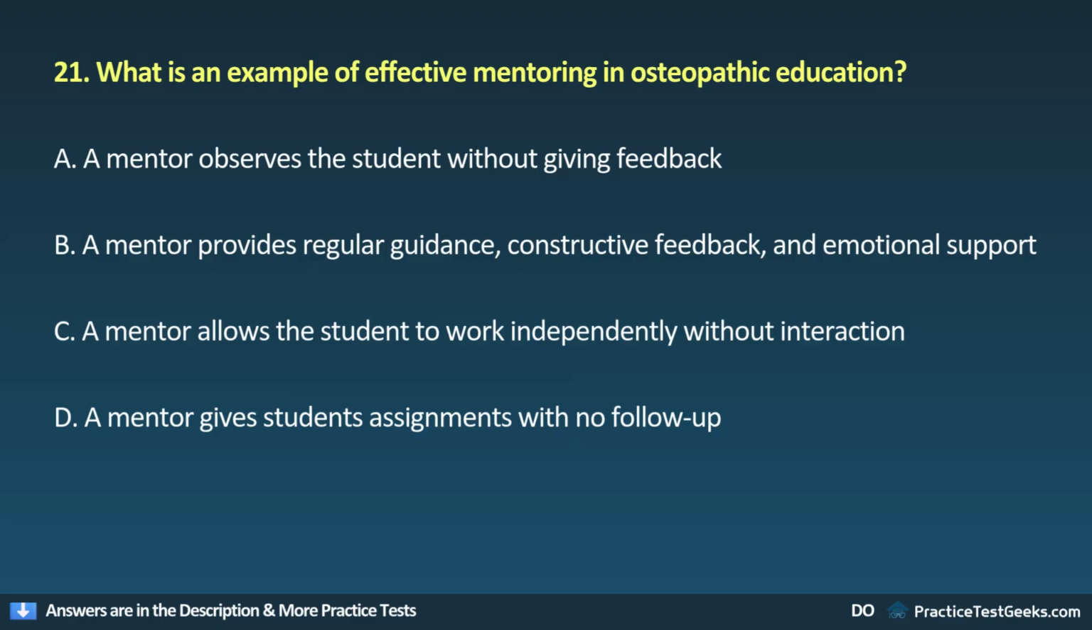21. What is an example of effective mentoring in osteopathic education? A. A mentor observes the student without giving feedback. B. A mentor provides regular guidance, constructive feedback, and emotional support. C. A mentor allows the student to work independently without interaction. D. A mentor gives students assignments with no follow-up.